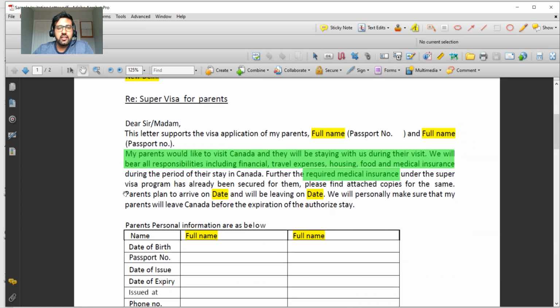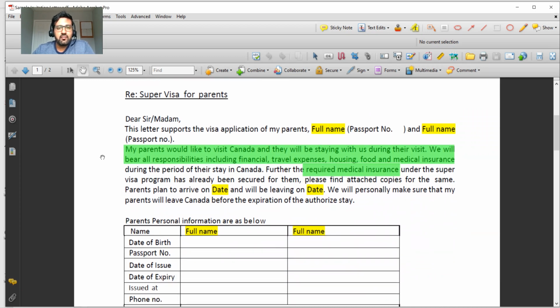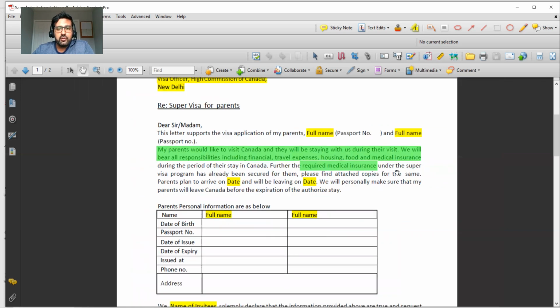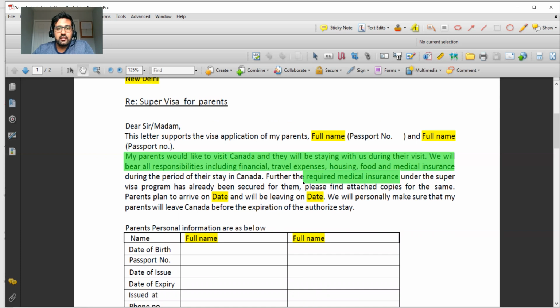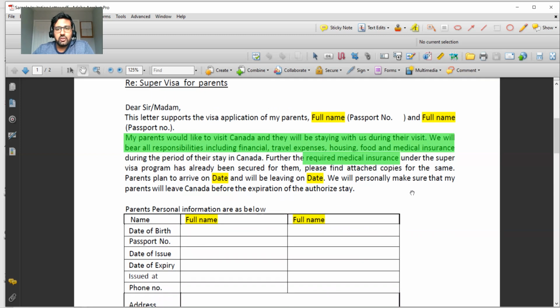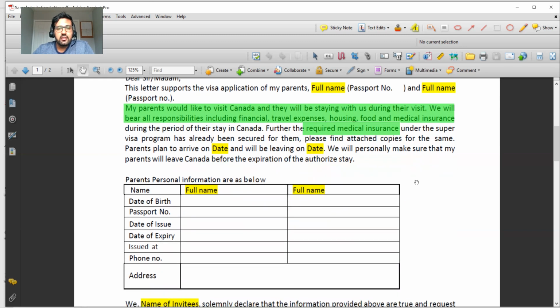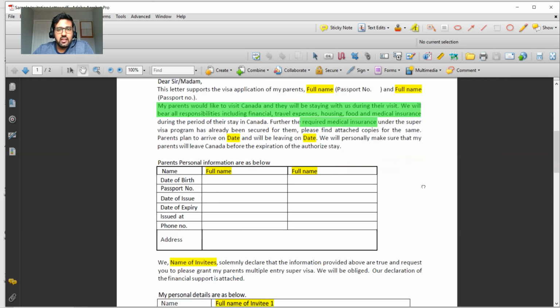The important detail that needs to be included in this invitation letter is that you will bear all the responsibilities, including financial, travel expenses, housing, food, and medical insurance during the period of stay in Canada. And before submitting the application, it is also required to purchase medical insurance of at least $100,000 for each of the applicants for at least 1 year. So I have attached a copy of the medical insurance purchased beforehand for my parents.